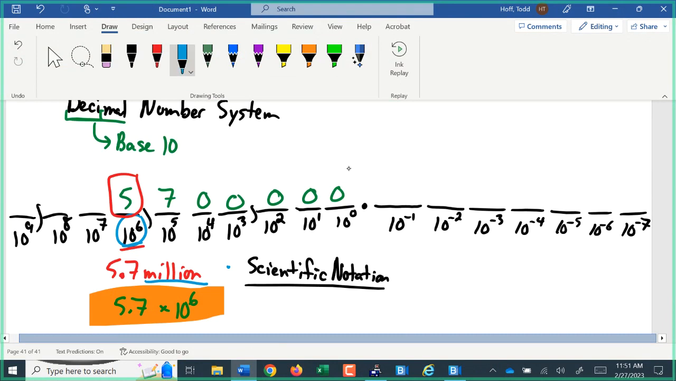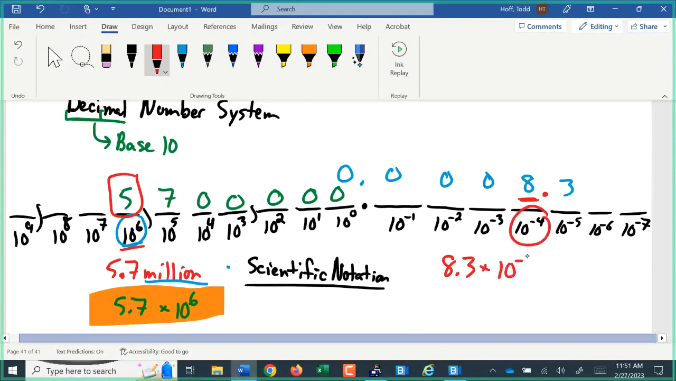The same would be true if we had 0.00083. So here, the first non-zero digit is the 8, so we're going to put the decimal point after it. So we call that 8.3, and then the 8 is in the 10 to the negative 4 place, so times 10 to the negative 4. And this is where scientific notation comes from. It's actually naming of that place value of what is referred to as the first significant digit.